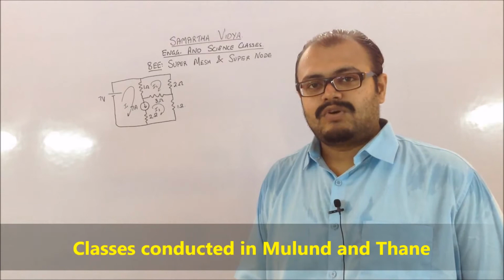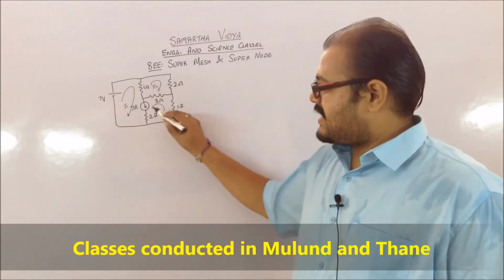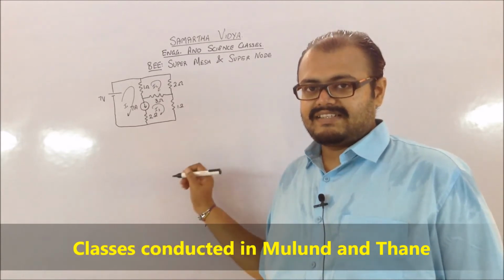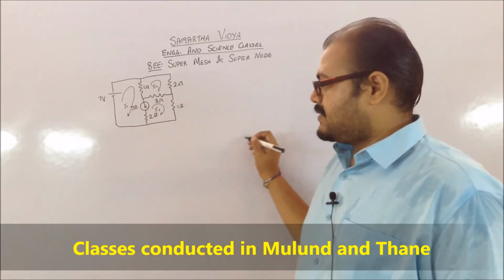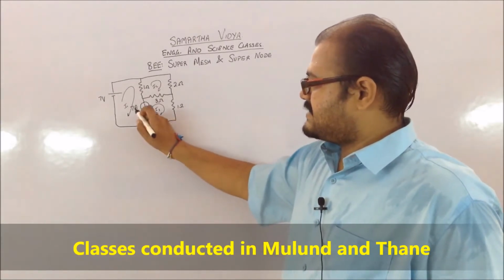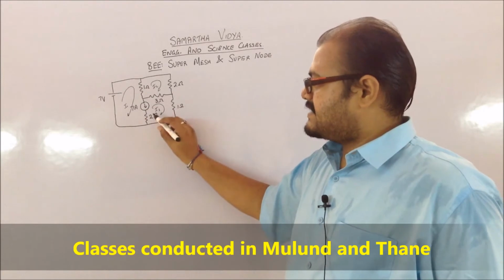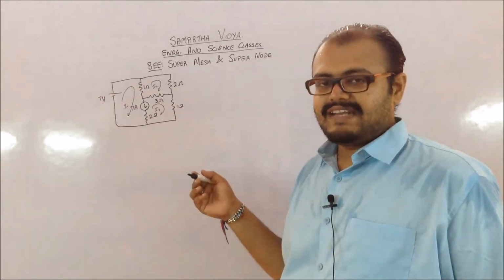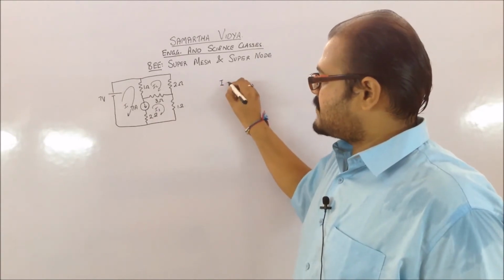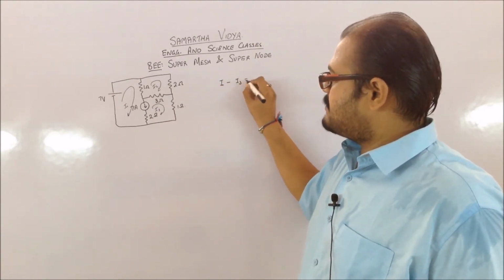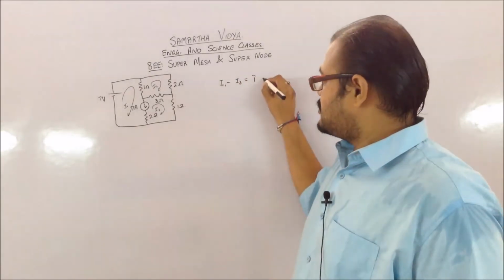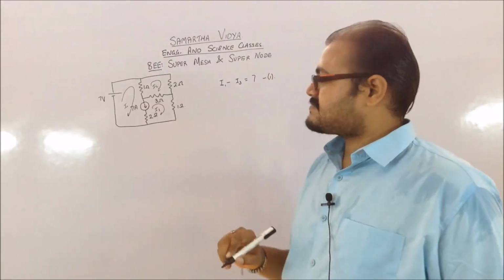So in that case, since your current source is going to provide the same amount of current regardless of any other element present, you can directly write the equation for this current source. You can see that I1 is going downwards and I3 is going upwards, so you will have a relation between I1 and I3. Your I1 minus I3 can be written as 7 amperes. So this is going to be your first equation.